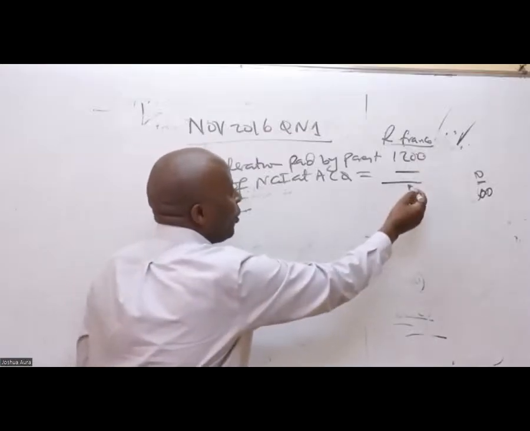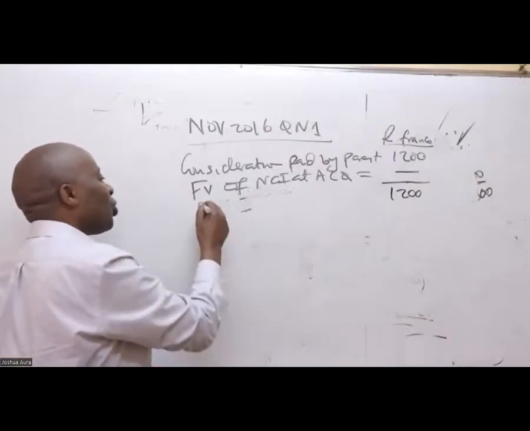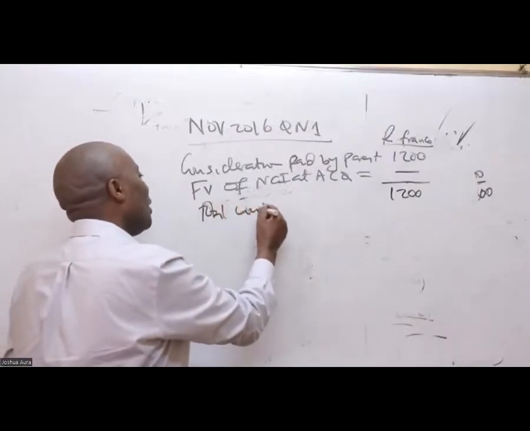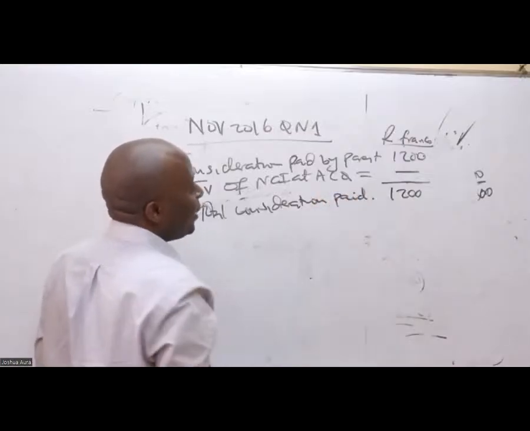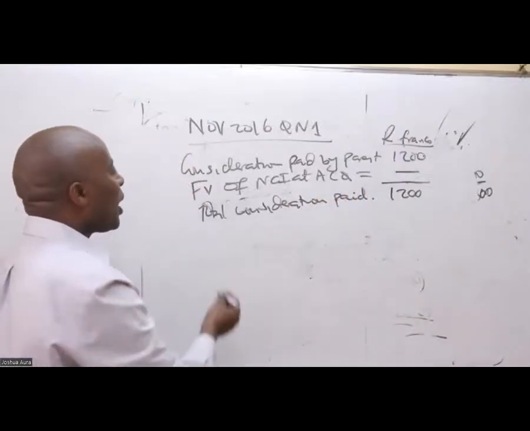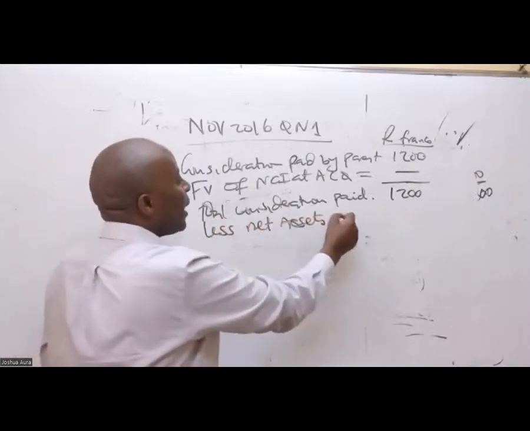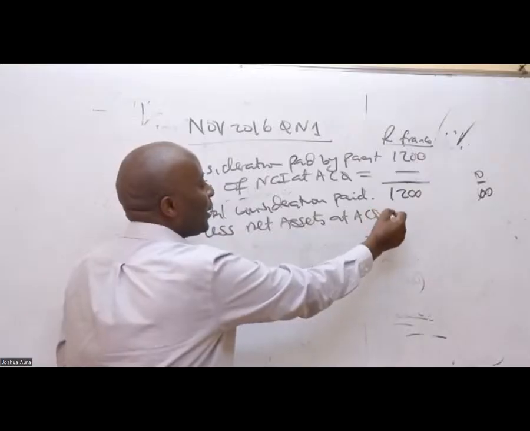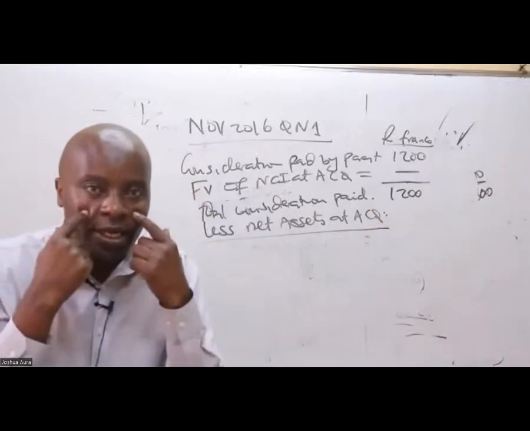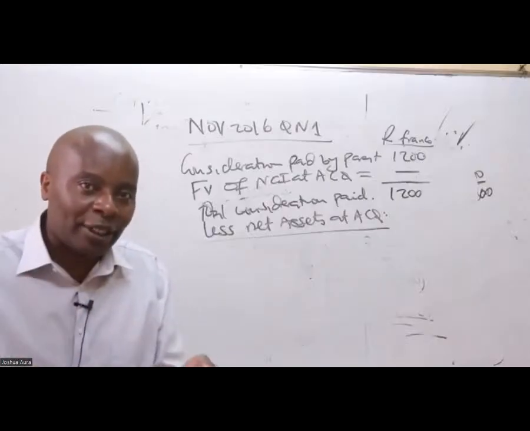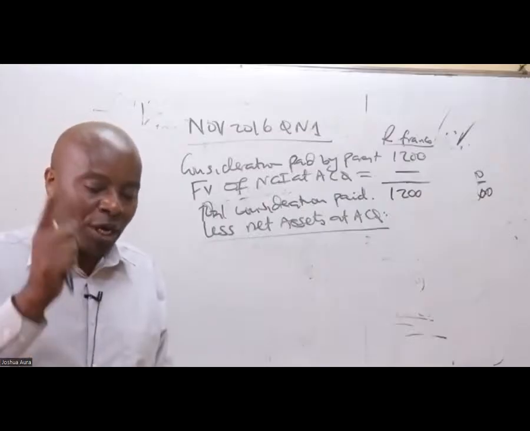Kuja hapa straight away, tuambie straight away kwamba this is the total consideration paid. So the total consideration paid is 1,200. And then you will come and now less net assets at acquisition. So here I'm taking a shortcut. I never did the net assets. I'm taking a shortcut because you told me, Mwalimu, we only want one thing alone, which is goodwill.